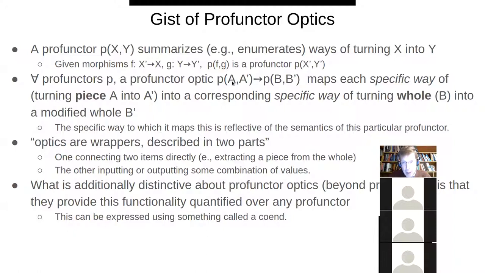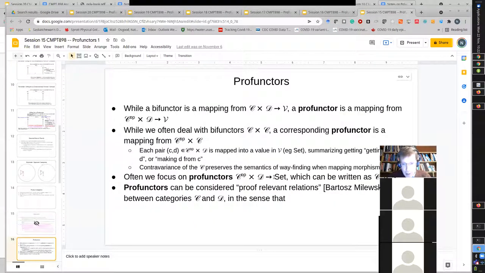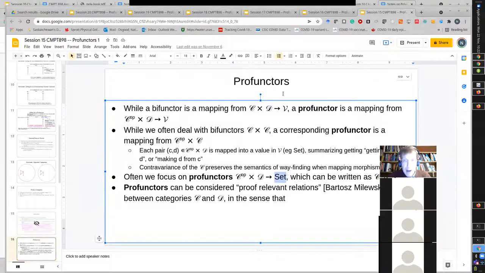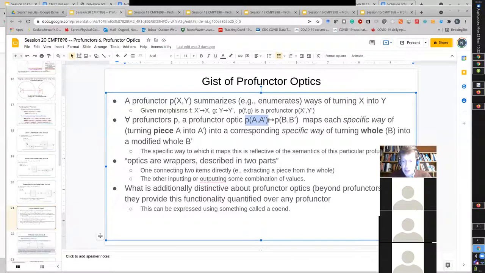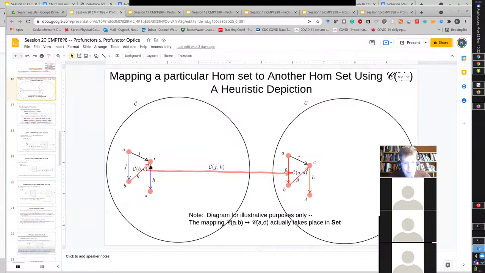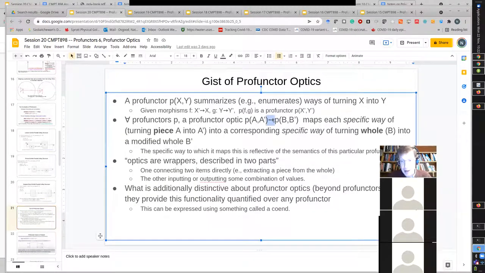But given these objects here, we get back a set. And so this is denoting a set. It's like the set of going from B to C, the members of this set. It's some set. And a profunctor optic is a mapping of that into another set. What set? The set from B to B prime.